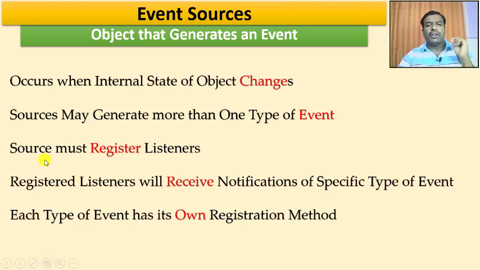Any source you talk about, keep in mind it should have its own registered listeners. If there are no registered listeners, then the event that is generated will never be handled and it's of no use. The registered listener will receive notifications of the specific type of event, whatever it's going to generate. And each type of event has its own registration method. Whatever event I take will have its own registration method. One single registered method will not handle every event of the source. For a specific event type from a source, there is going to be a method, and that method should be registered, and the registered method will receive the notification whatever that particular source generates. So this is how the event source is going to work.